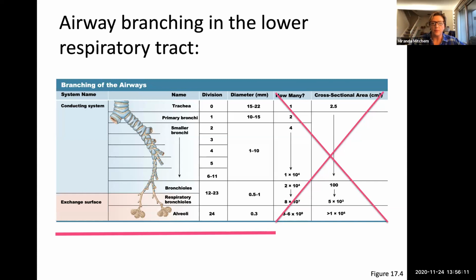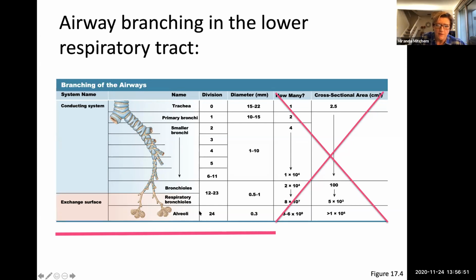Okay, so just looking at the branching, I'm not going to ask you questions about how many there are on this side of it. To me, that's just not really a useful detail. That's just memorization. I more want you to be able to understand that we have different types of airways that are made of different materials and they serve different functions. So we have this same core theme of structure and function coming up repeatedly. Please do know the division and the diameter of each of the types of airways.